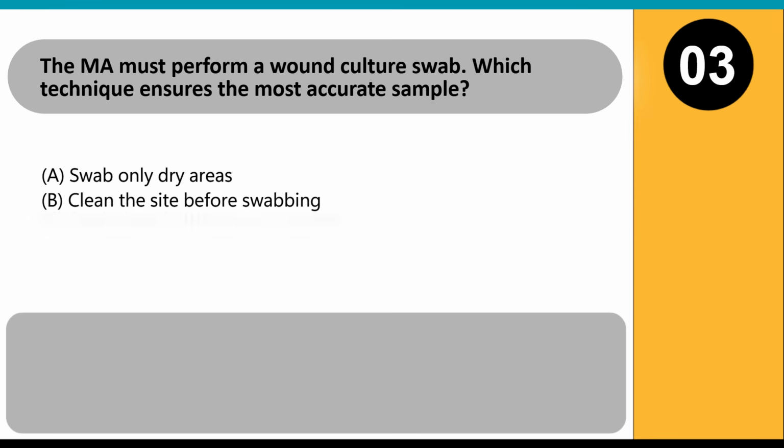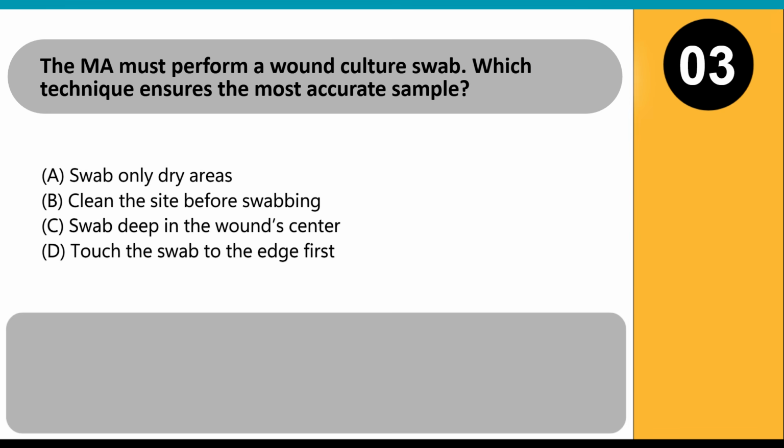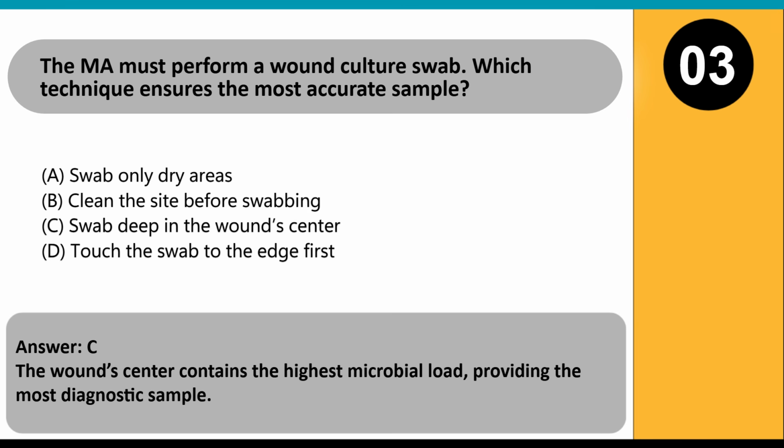The MA must perform a wound culture swab. Which technique ensures the most accurate sample? A. Swab only dry areas. B. Clean the site before swabbing. C. Swab deep in the wound center. D. Touch the swab to the edge first. Answer: C. The wound center contains the highest microbial load, providing the most diagnostic sample.